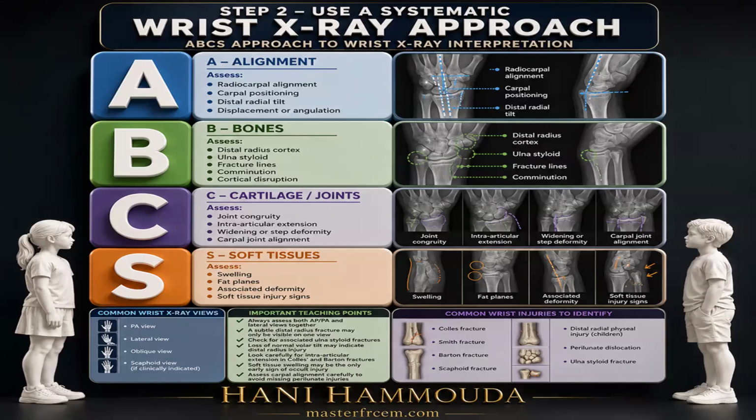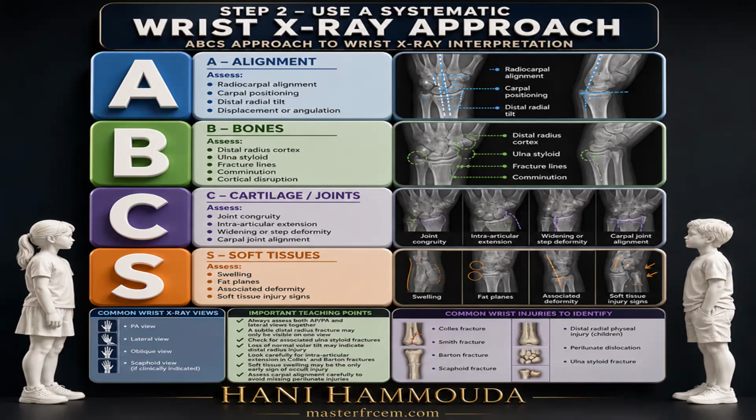In our wrist X-ray, we will see alignment using radiocarpal alignment. That means a line drawn from the radius to the carpals should be in one line. Then we will look at the carpal positioning, and also the distal radial tilt. That means both borders of the distal radius should be in one line, and we look for displacement or angulation of the distal radius.